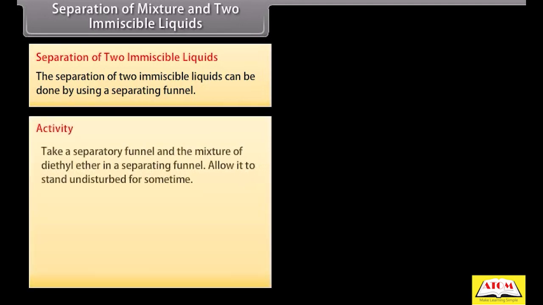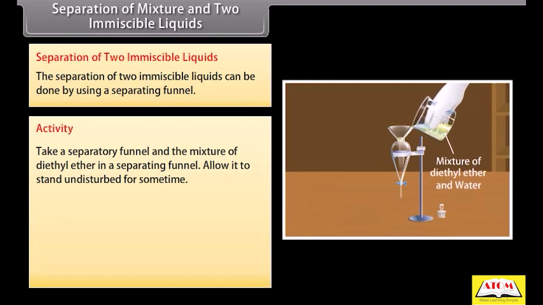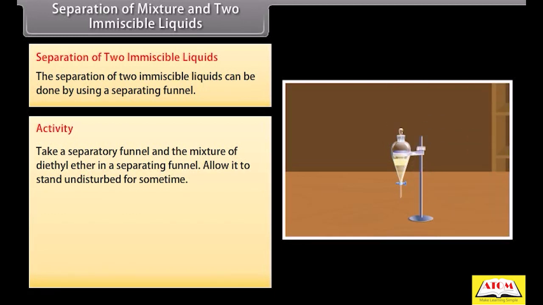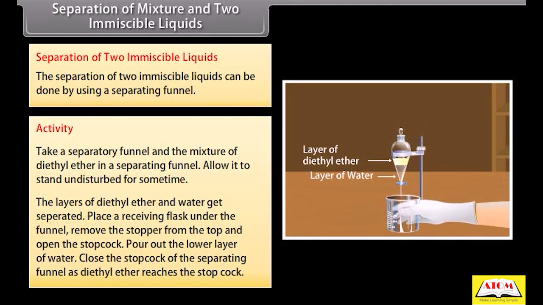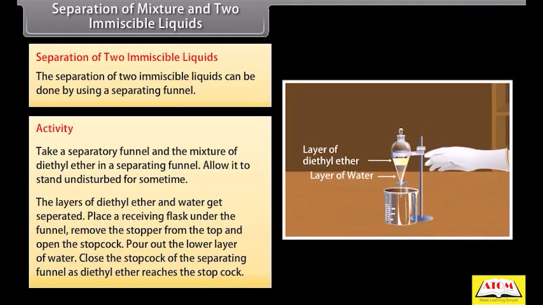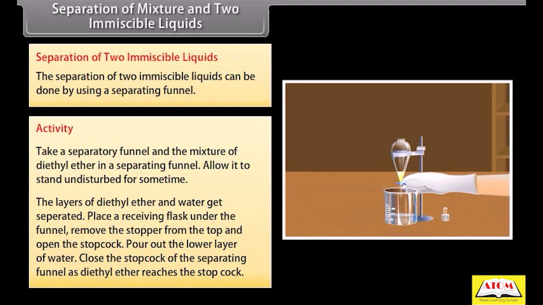Activity. Take a separatory funnel and the mixture of diethyl ether and water in a separating funnel. Allow it to stand undisturbed for some time. The layers of diethyl ether and water get separated. Place a receiving flask under the funnel, remove the stopper from the top and open the stopcock. Pour out the lower layer of water. Close the stopcock of the separating funnel as diethyl ether reaches the stopcock.